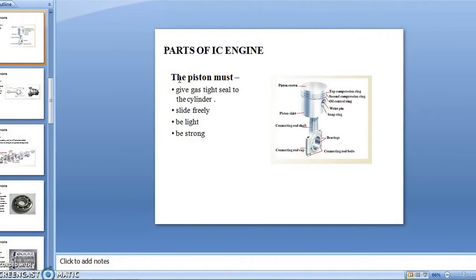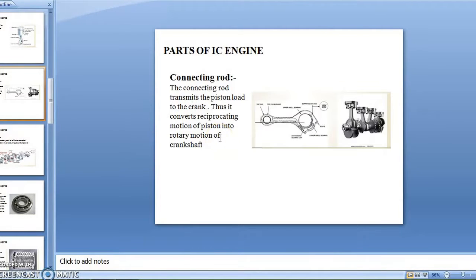Next part is the piston. It must give a gas tight seal to the cylinder, slide freely, be light and be strong. Next part is connecting rod. The connecting rod transmits the piston load to the crank, thus it converts reciprocating motion of the piston into rotary motion of crankshaft.